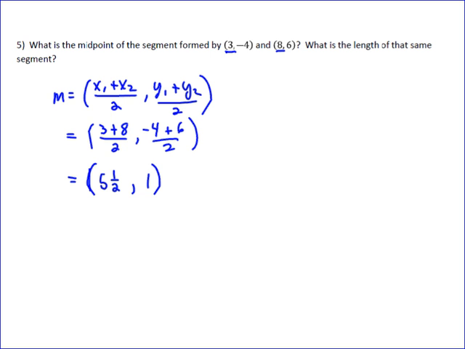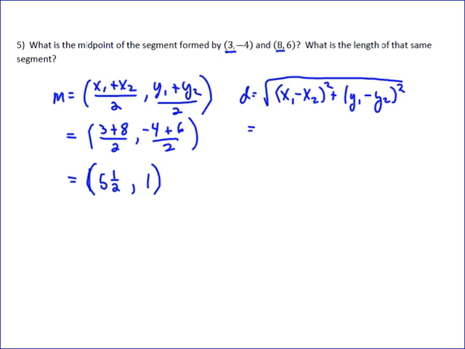The length of the segment means let's find the distance. So the distance is always found by this formula. Both of these formulas you should have memorized. You'll need them in Algebra 1. You'll need them in geometry. So these should just get memorized. It's the difference of the x's squared plus the difference of the y's squared. Add them up and take the square root.